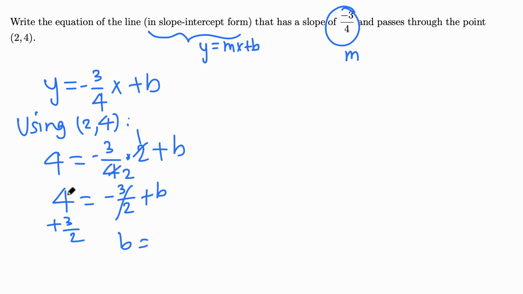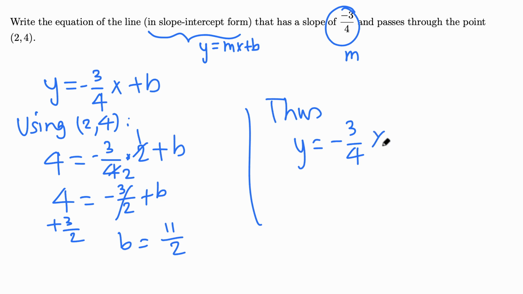4 is in fact 8/2. So 8/2 plus 3/2. 8 plus 3, 11/2. So add, you get 11/2. So thus the final answer is y equals mx plus b, b is plus 11/2. Okay.